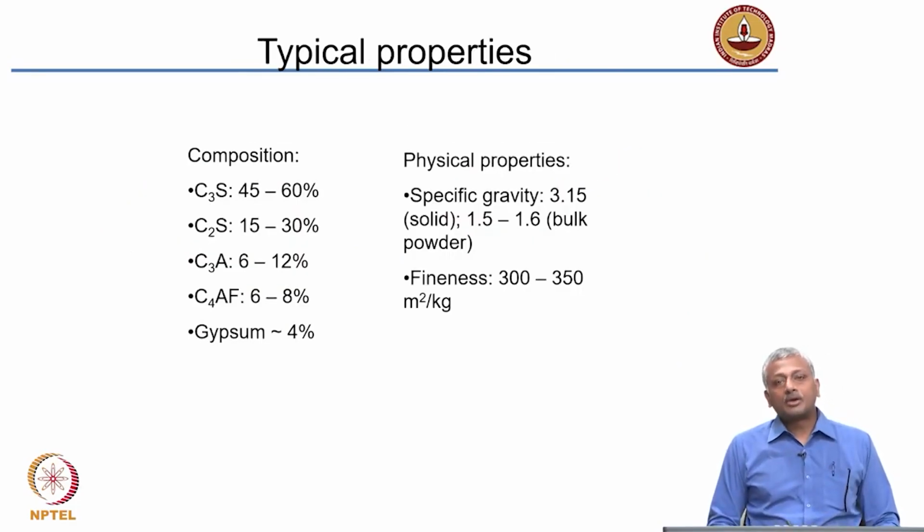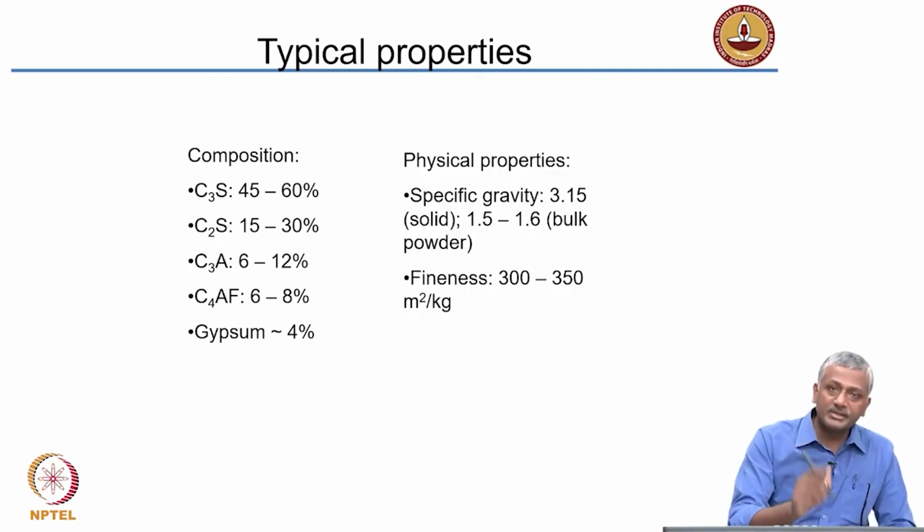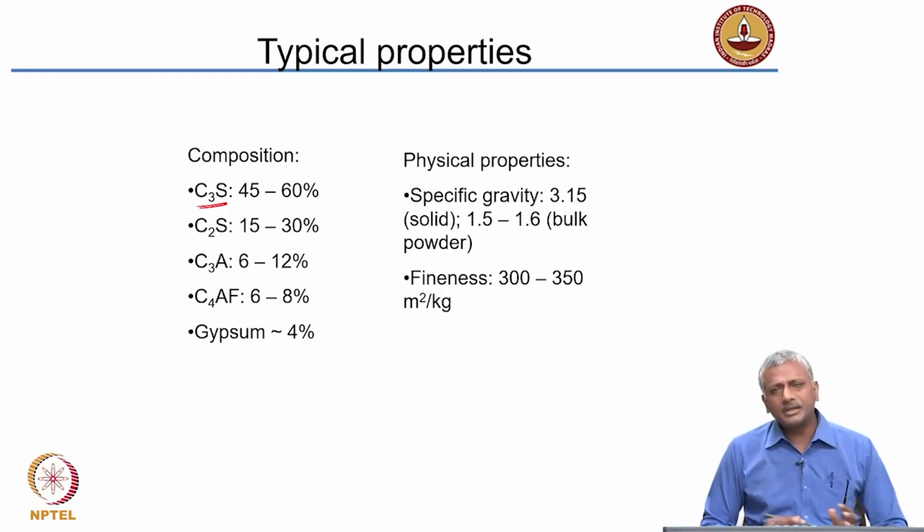How much of these compounds are present inside the cement? Typically, when you think about modern cement, most of it is C3S. Nearly 50% or more than 50% is C3S. And there is a reason why this is so. I will come to that in just a minute.